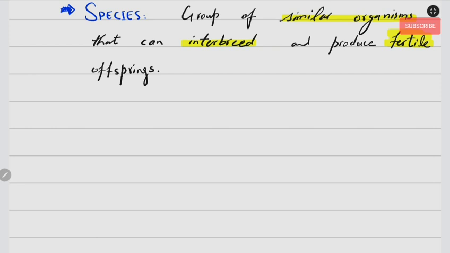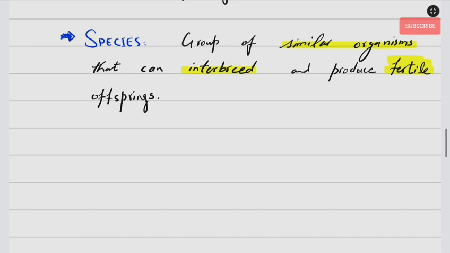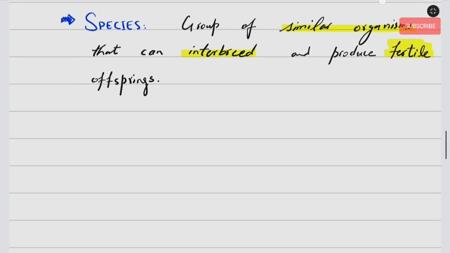For example, all rabbits in the world belong to the same species. All rose plants belong to the same species. All humans all over the world belong to the same species. They would have these three characteristics. If you want, you can say most of the time, not always, all members of a species have the same number of chromosomes in all of their cells. In case of humans, if you take the cell of any human from anywhere in the world, it would have 46 chromosomes. That's not true for all species, but it is fine, you can consider that.